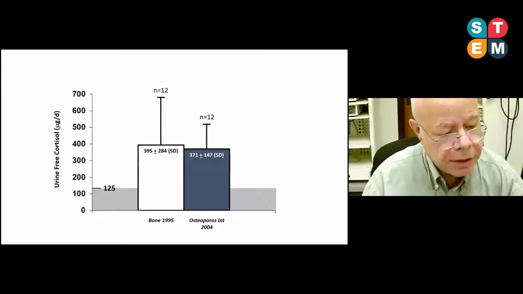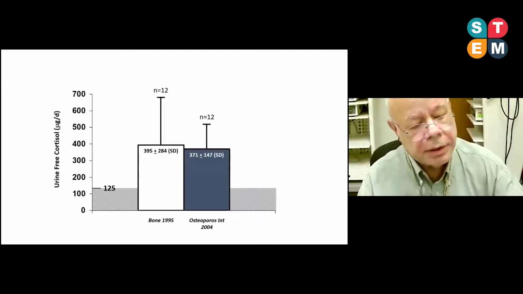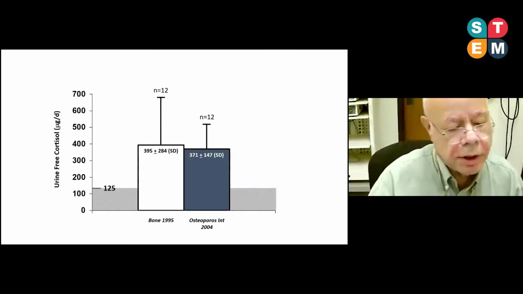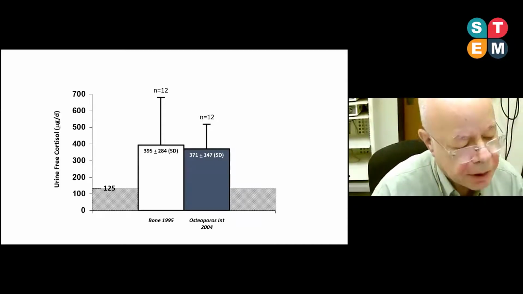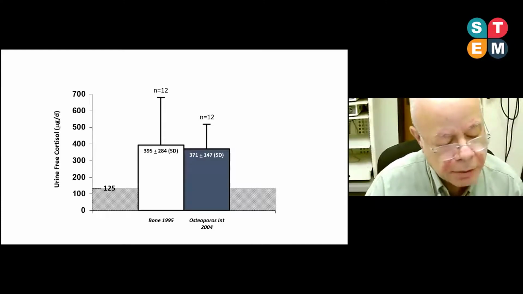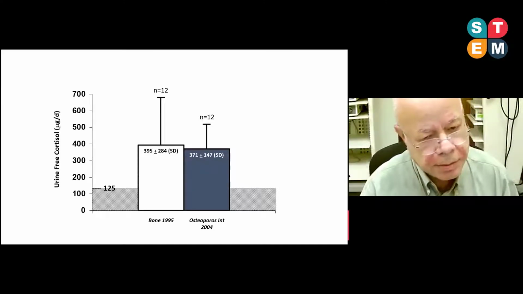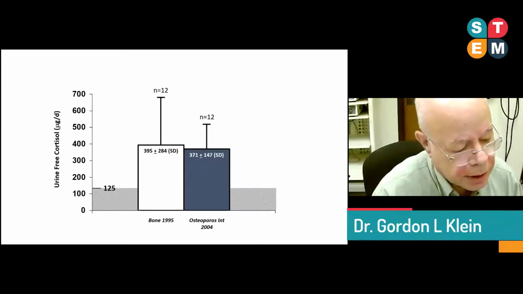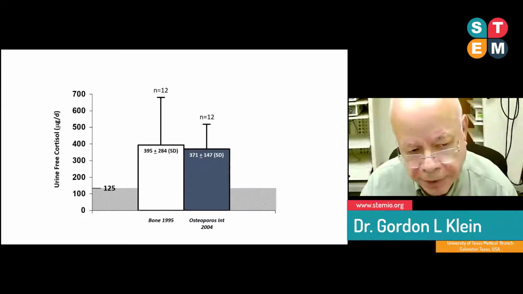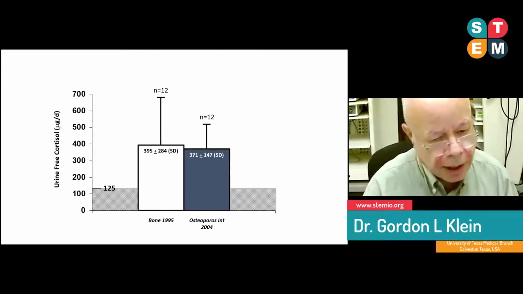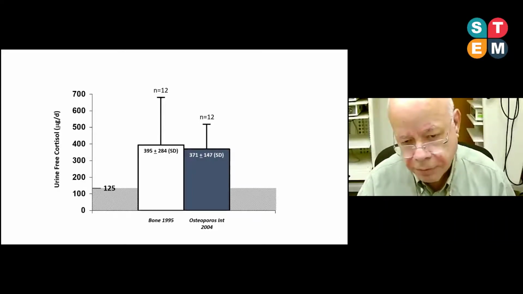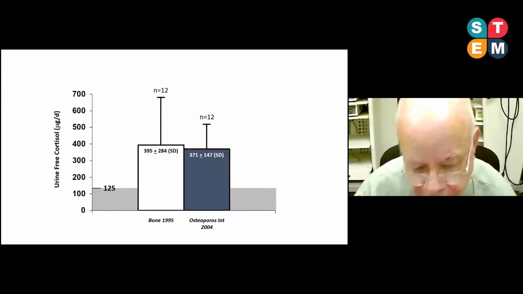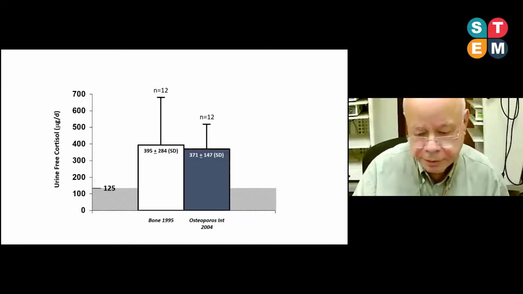Now, in this slide, you can see the elevated adrenal gland generation of glucocorticoids anywhere between 3 and 8 times the upper limit of normal, depending on which lab values you take as the upper limit of normal, usually between 50 and 125 micrograms per day. And so these were from 2 separate publications about 10 years apart.